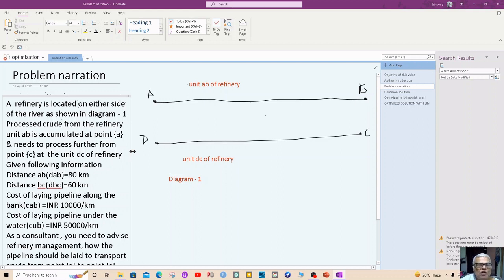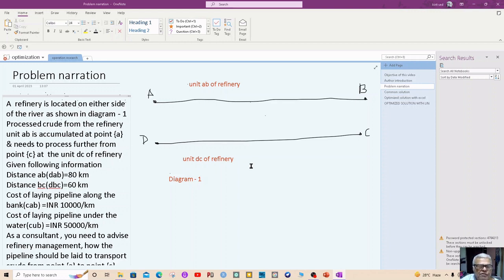Let's define the problem, or a problem narration. A refinery is located on either side of the river as shown in diagram 1. Process crude from one side of the refinery, which we will call unit AB of the refinery, is accumulated at point A and then needs to be transferred to point C for further processing on the other side of the refinery, which we call unit DC of the refinery.